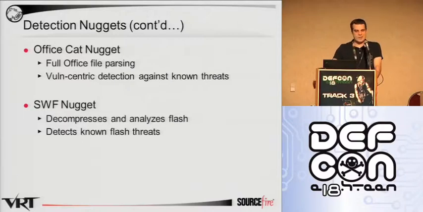We've also got an OfficeCat nugget and a Flash nugget. For those who are not in the know, OfficeCat is an in-house, ongoing VRT command line utility that allows you to parse Office files and look for known vulnerabilities in them. It was probably our earliest attempt at addressing the whole client-side attack issue. But anyway, we've integrated that. Actually, our malware engineer, Alain Zidouemba, did a really great job on that. We've also got a Flash nugget which can decompress and analyze Flash and detect some known threats, which is pretty cool.